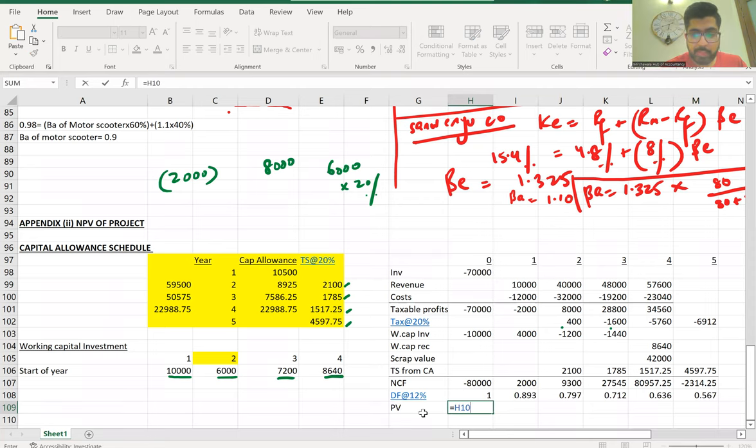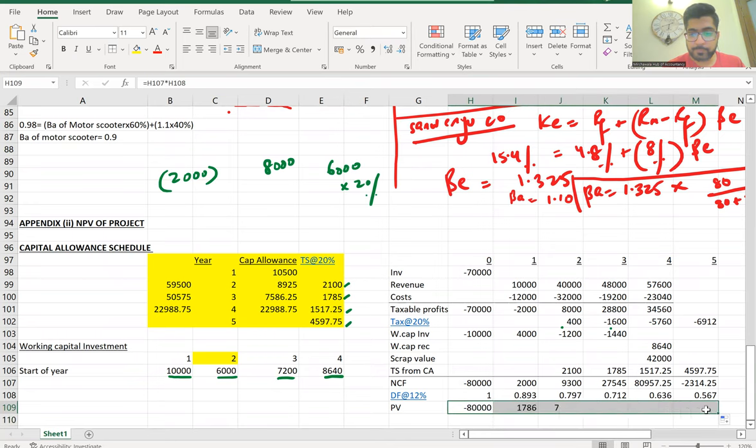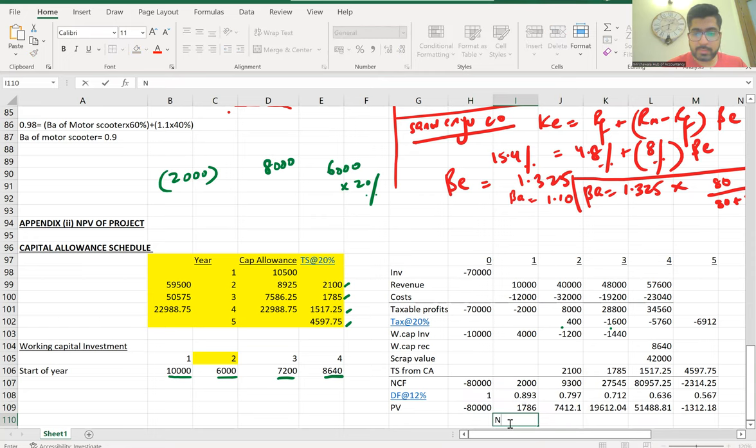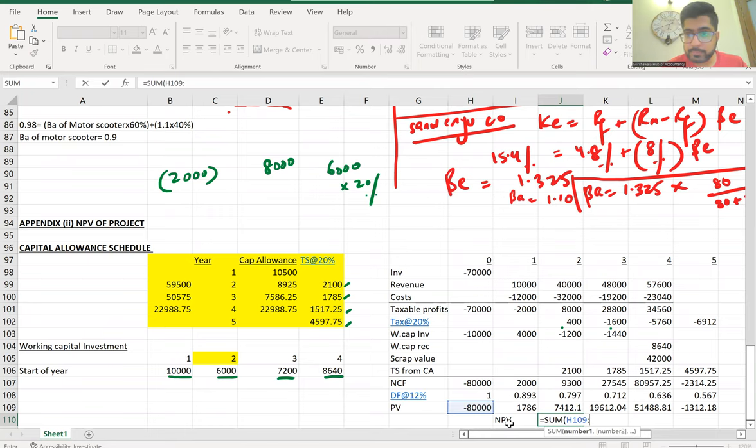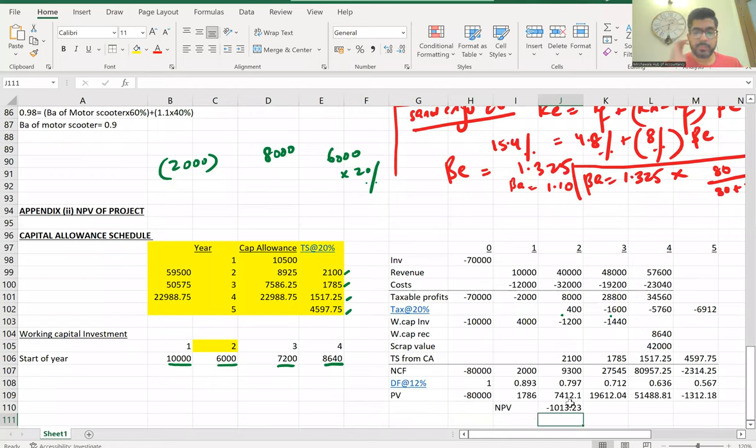It's H107 into H108. Okay, and once you net them all, you get NPV, the sum of H109 till M109. Okay, approximately negative 1000.